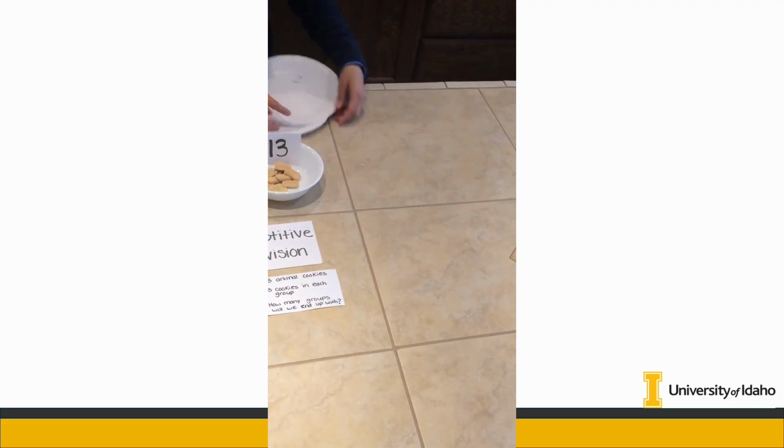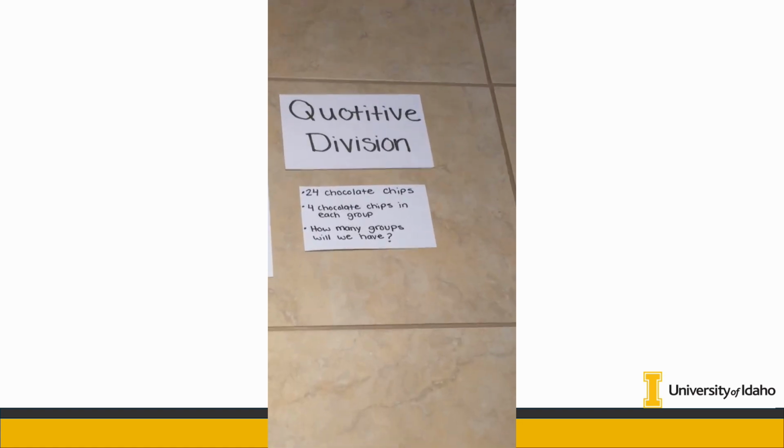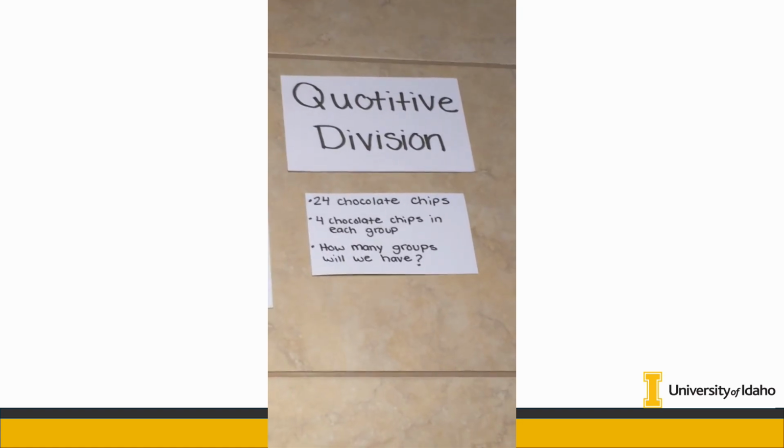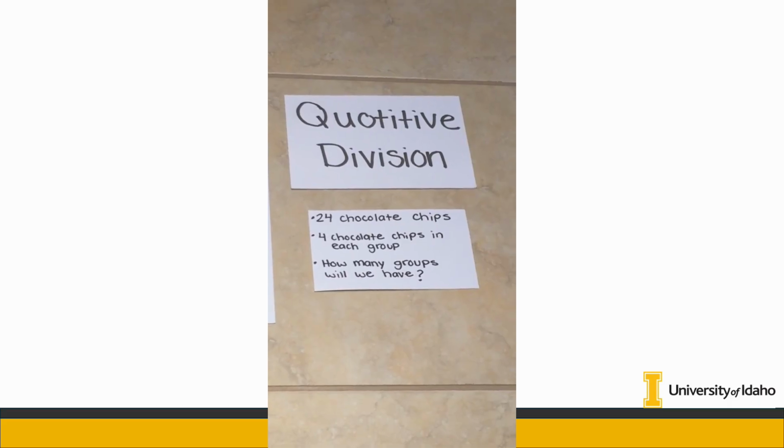Now for our next example, we are going to use 24 chocolate chips, and we know that there are 4 chocolate chips in each group. So do you know how many groups with 4 chocolates each we will have?